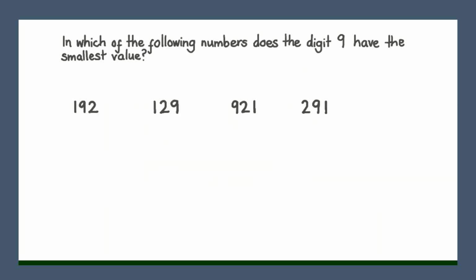In which of the following numbers does the digit 9 have the smallest value? What do you notice about the 4 numbers that we're given in this problem? Well, you might notice that they're all made up of 3 digits. They're all 3-digit numbers. But if we look more closely, what else can we see? They're all made up of the same 3 digits, aren't they? They all contain a 1, a 9, and a 2.